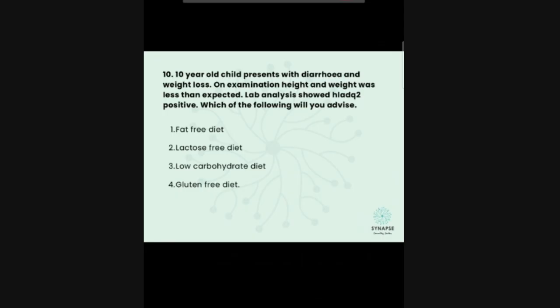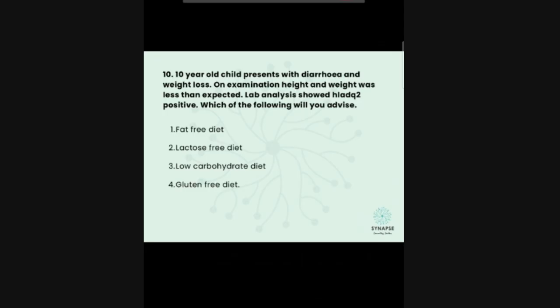But still this question is a bit incomplete, so we can add 1 to 2 more points to it. Say the child has elevated IgA tissue transglutaminase level. If I say this point, you all will know that this is celiac disease. Now come to the options: fat-free diet, lactose-free diet, low carbohydrate diet, gluten-free diet. This you all know. For celiac disease, we have to give a gluten-free diet.